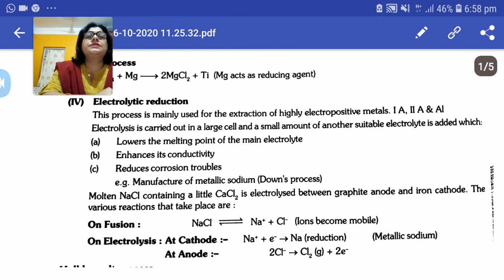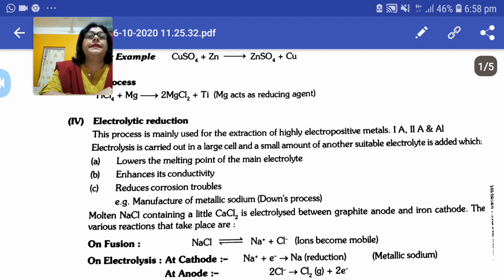Now the last one you see, electrolytic reduction. This process is mainly used for the extraction of those metals which are highly reactive or highly electropositive, like aluminium. Electrolysis is carried out even with sodium. Electrolysis is carried out in a large cell and a small amount of another suitable electrolyte is added, which will lower the melting point of the main electrolyte, enhance its conductivity and reduce corrosion troubles.